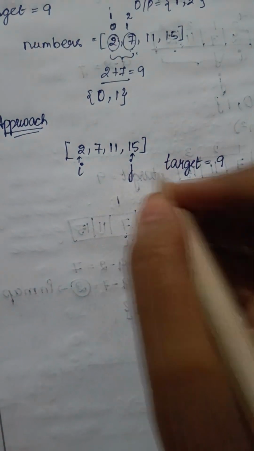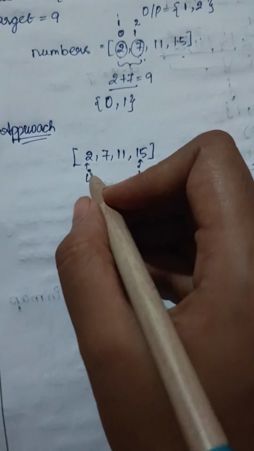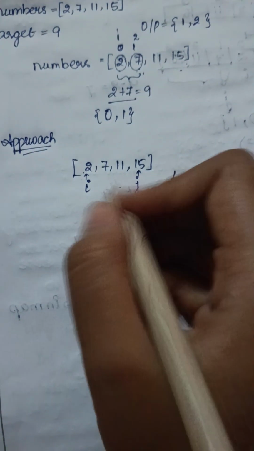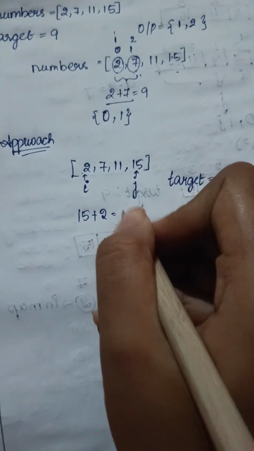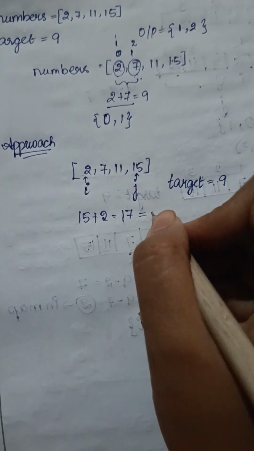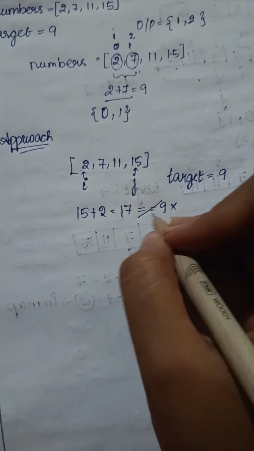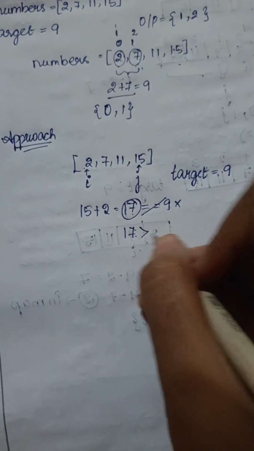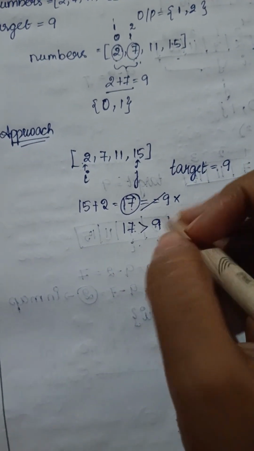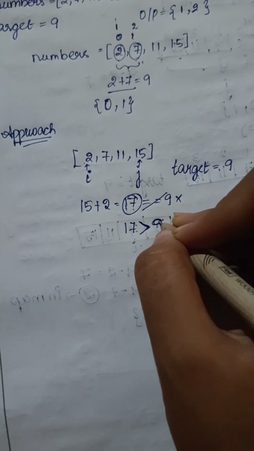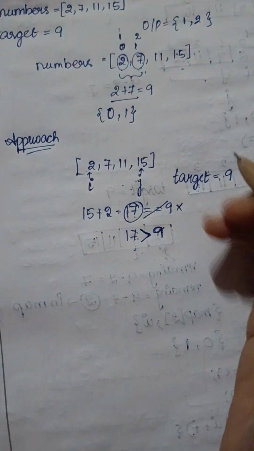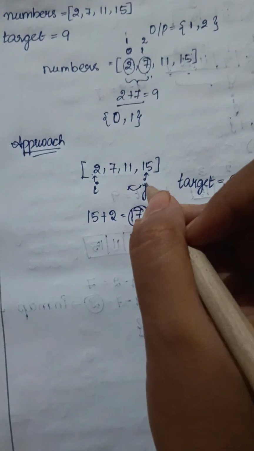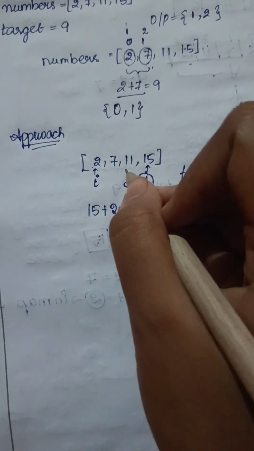Now my target is 9. So I'm adding the i and j values, that is numbers of i plus numbers of j. 15 plus 2 gives me 17, which is not equal to 9. So this condition goes wrong, because 17 is greater than our target 9. In this case, when 17 is greater than 9, we have to move the j pointer towards the left. So now I'm moving the j pointer over here.